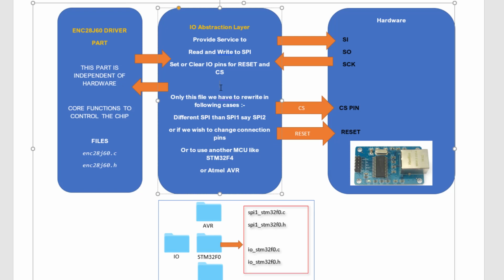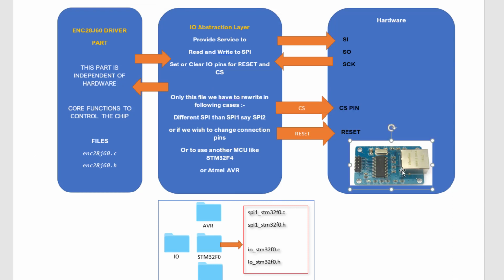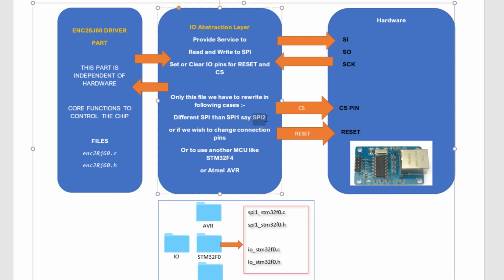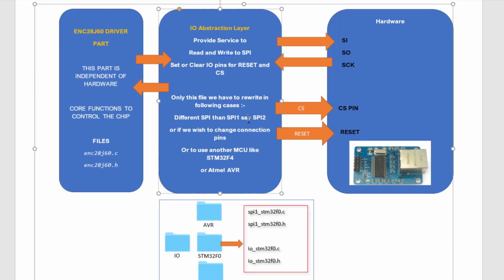So this is the only file we need to change in case we want to change anything, like if you want to switch to a different SPI. From the very beginning, we are using SPI1 for interfacing with our ENC28J60 IC, and if in future you want to use SPI2, you need to modify this file only. You don't need to touch any of the functions in this driver part, only this IO abstraction layer you have to rewrite. And if you wish to change the IO pins used for the chip select signal and the reset signal, if you wish to use some different GPIO pin, then you have to edit this file.